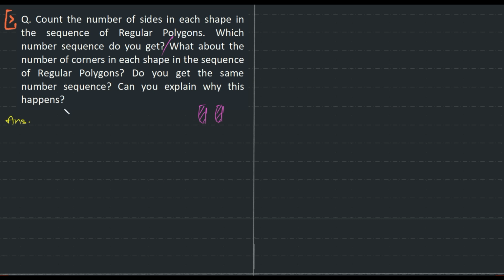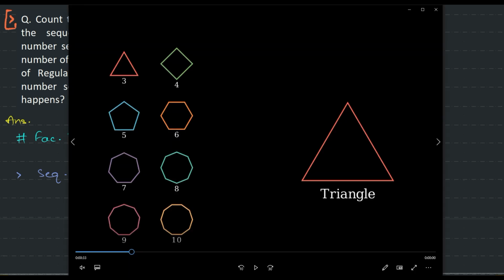Now they're asking us to consider the factor of, remember FAC, factor with number of sides. So let me change the color. Number of sides. Now, what is the sequence? It's quite simple. First is 3, 4, 5, so on and so forth. So we have 3, 4, 5, 6, and so on.